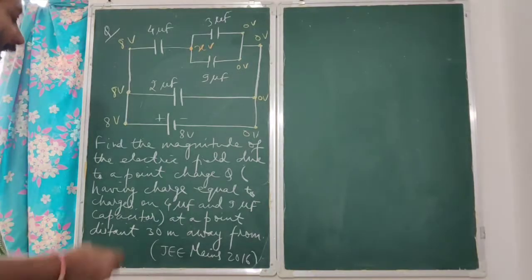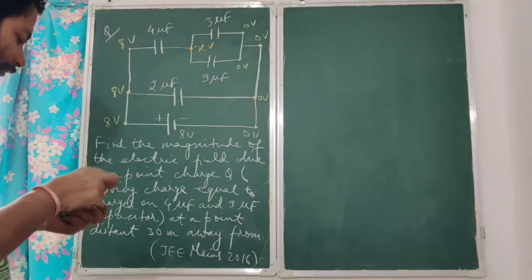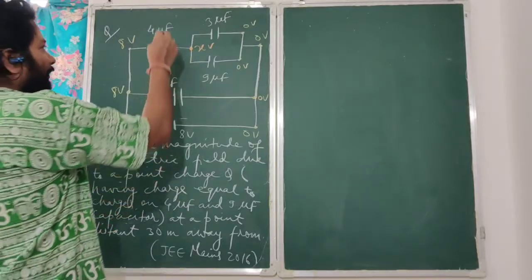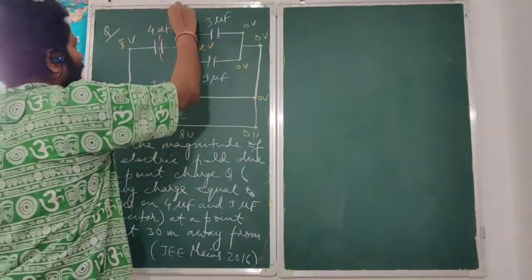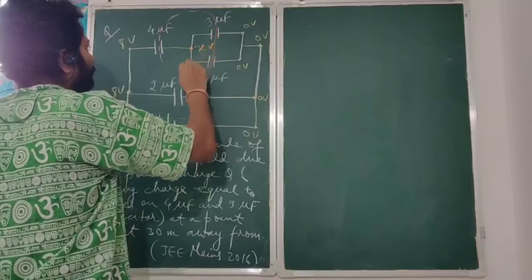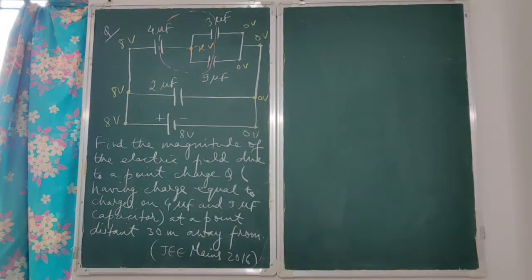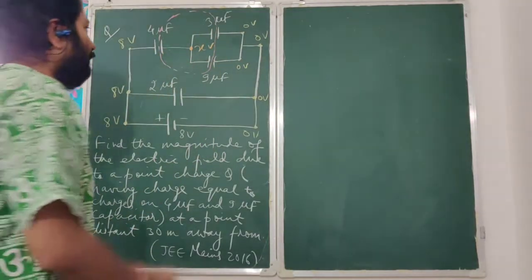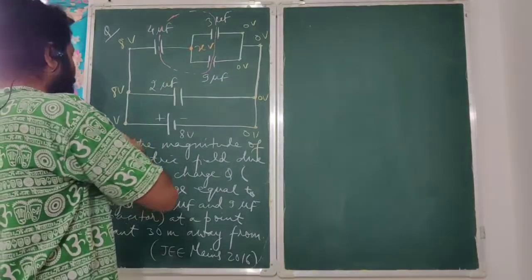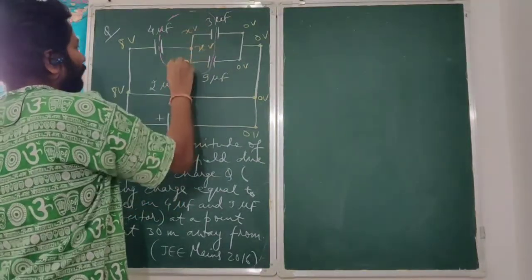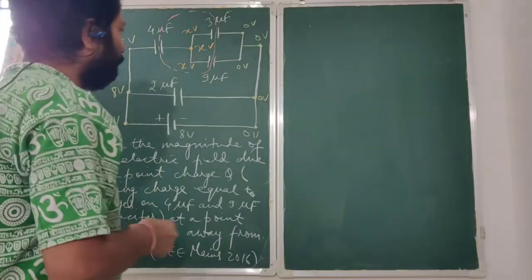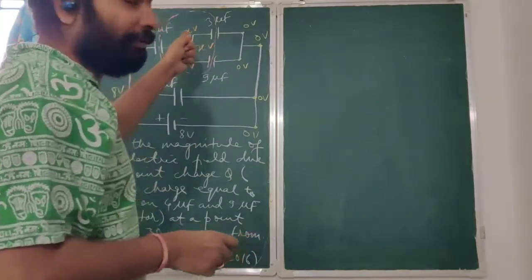So first we'll identify isolated system. Can you guys identify any isolated system in the circuit? This is the isolated system. So net charge on isolated system is 0. Make use of that. So this is X volt. So this will be X volt. This will also be X volt. So net charge on isolated system is 0.